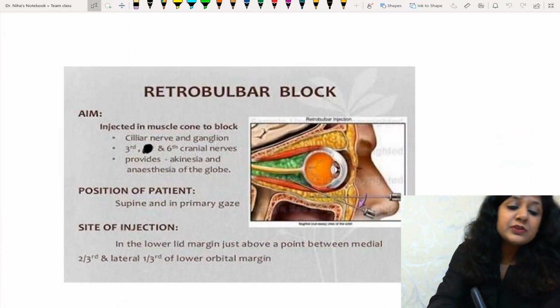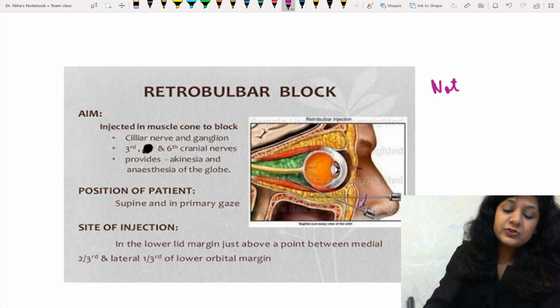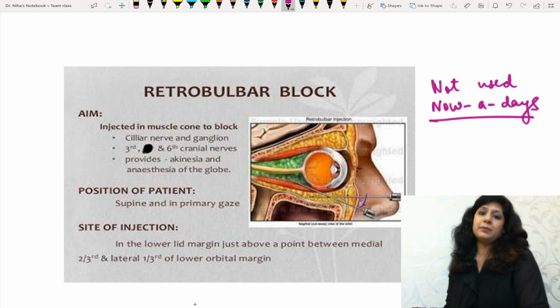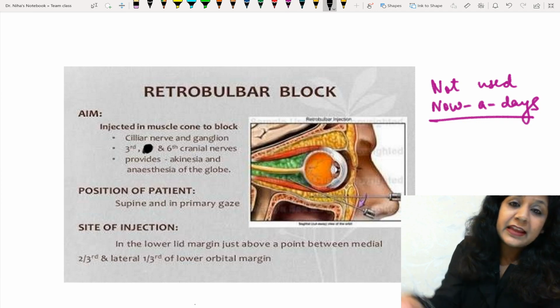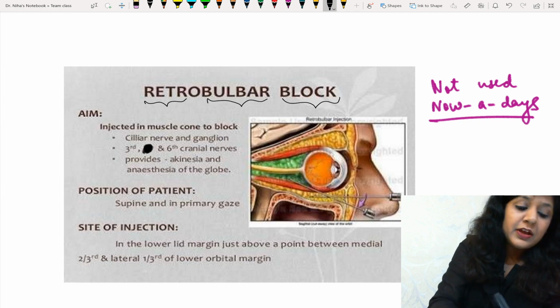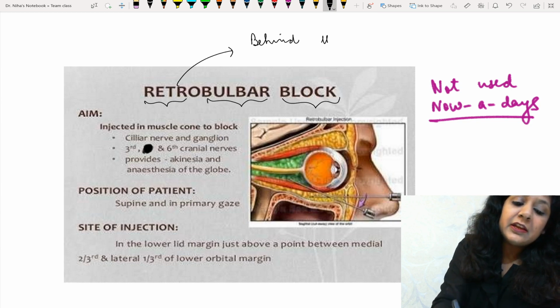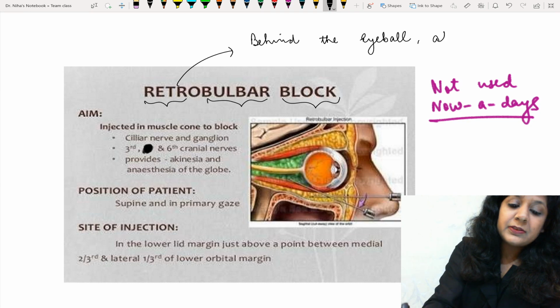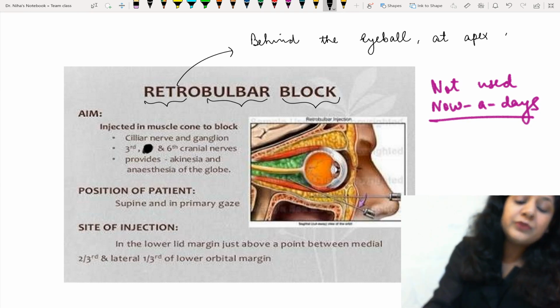Nowadays it is not used. So let us see what were the problems with this and why we stopped using this retrobulbar block. So start with the name. It is retrobulbar block. Retro means it was given behind the eyeball. So we used to give this block behind the eyeball, right, at the apex of the orbit.